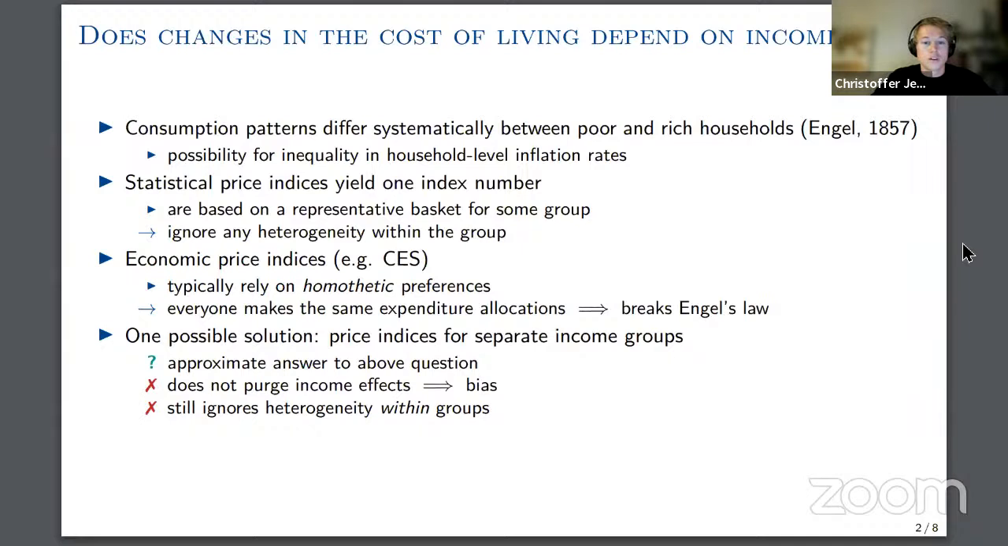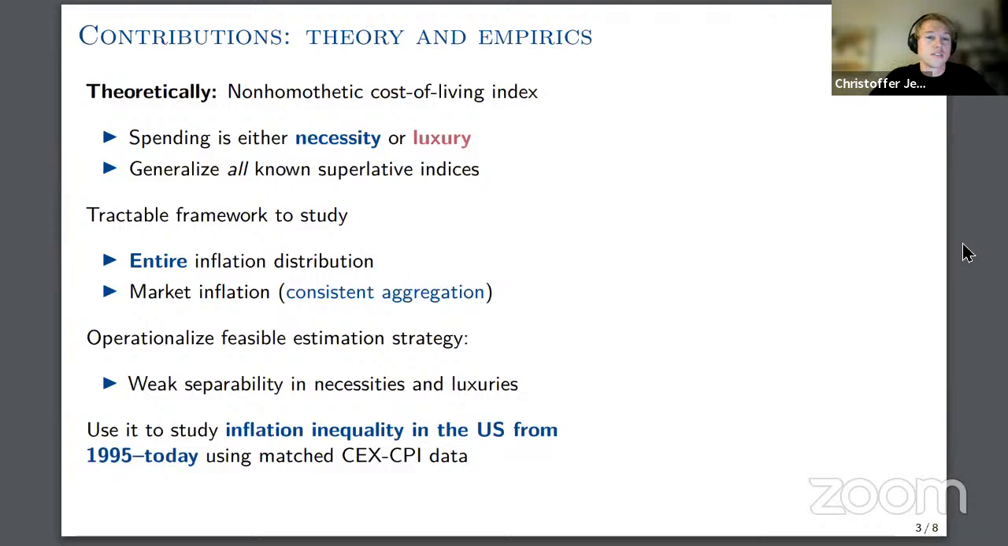To overcome these potential shortfalls of existing methods, what we contribute, first of all, is a theoretical derivation of a non-homothetic cost of living index. At the heart of this index lies the distinction between consumption of necessity goods and consumption of luxury goods. And we show that the index we derive is a generalization of all known superlative indices. This is a class of indices that within index theory is viewed as the gold standard of indices. So departing from that class of indices really comforts us that we are departing from the right place.